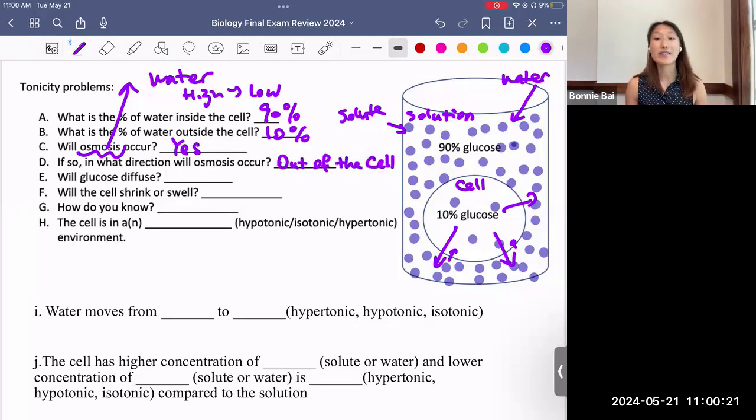Okay, now in this case, the question didn't say, but we're only thinking about osmosis, so we're just assuming that glucose will not diffuse. And will the cell shrink or swell? If water is moving out of the cell, will it swell? The cell's getting smaller. How do you know? Because water's moving out of the cell.